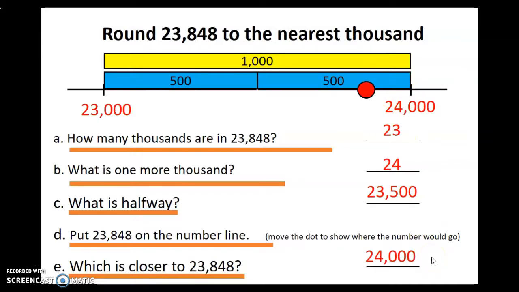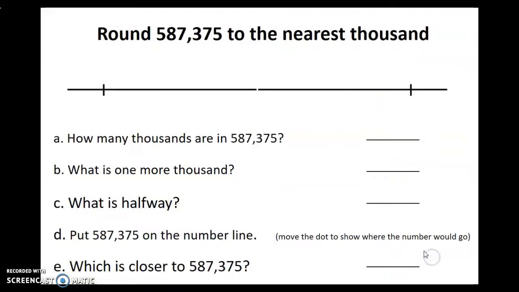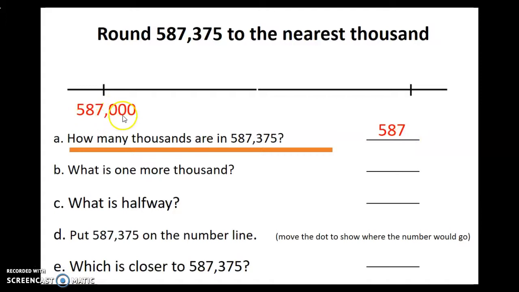Now let's try when we have even larger place values involved, but we're still rounding to the 1,000. 587,375. Round it to the nearest 1,000. So let's ask ourselves how many thousands are in 587,375. Just like the last one, we're going to look at the thousands place. There's 7, but there's also all these other numbers in front of it that we have to include. So we have 587 thousands. We're going to include all those numbers to the left. And on the number line, if we have 587 thousands, we know there's a comma that comes behind it. We write its value.